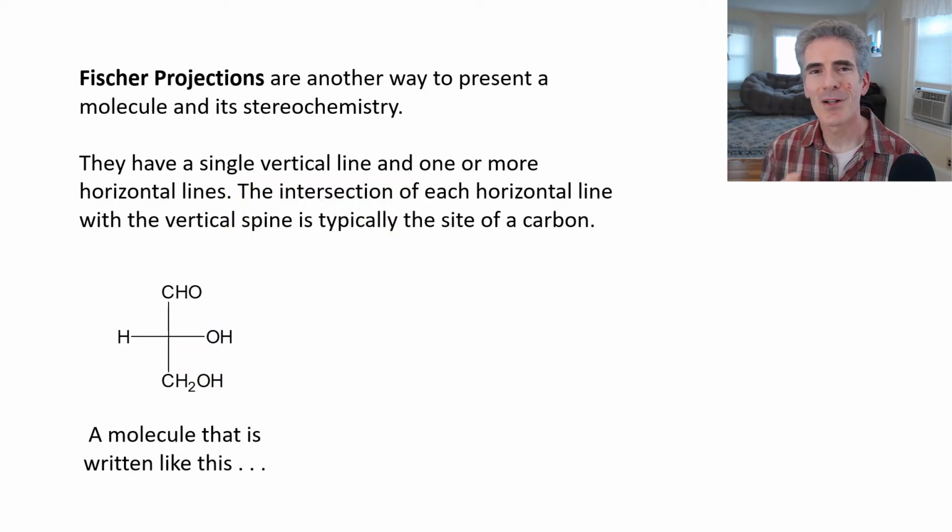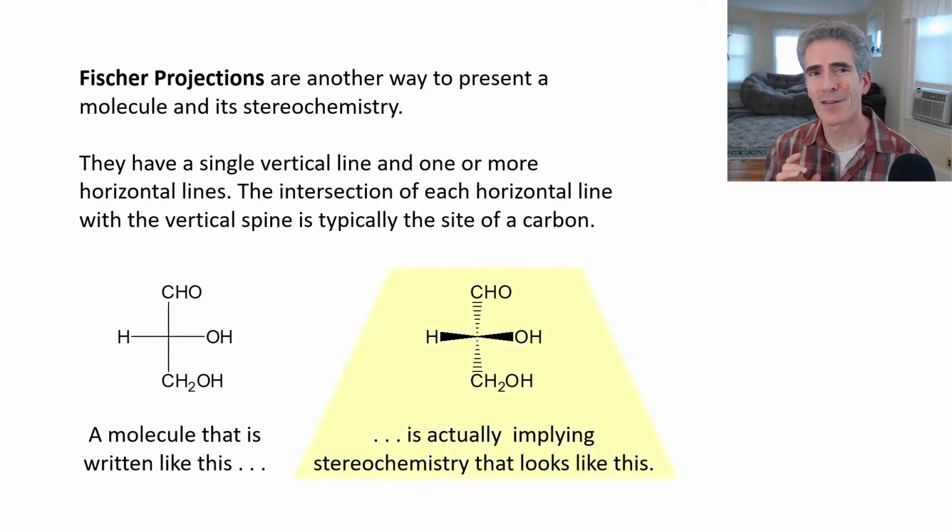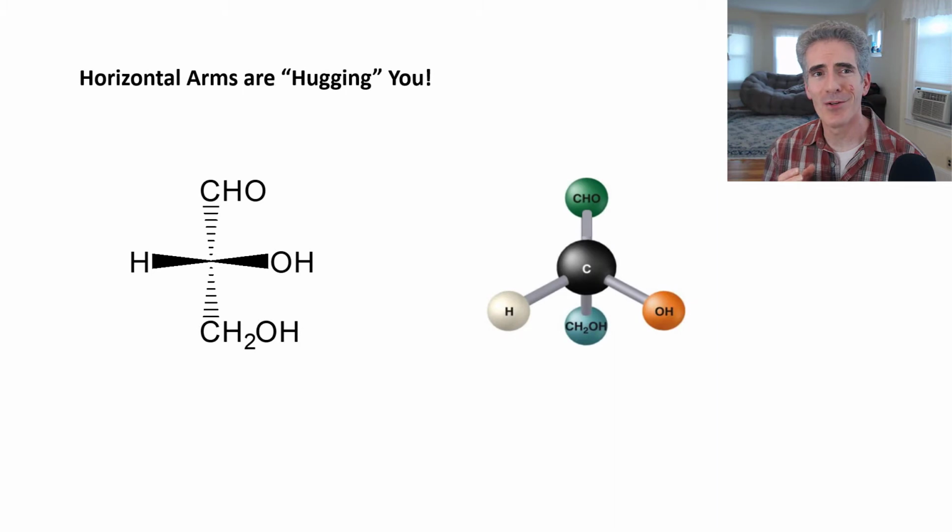Now, when we see a molecule written like this as a Fisher projection, it's actually implying that the stereochemistry looks like this. It's implying that the horizontal arms are coming forward while the vertical spine is going backwards. I know this is a little bit unusual because we don't typically see our molecules looking like that, but the idea is that these horizontal arms are giving you a hug. They're coming forward, and the vertical is going back.